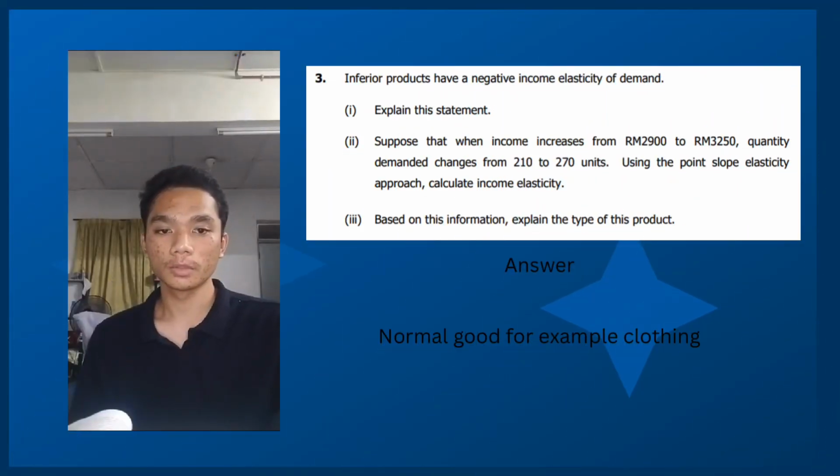For answer number 3, after we use the information above as a demand curve, we will get inelastic income elasticity, and the type of good that they are using is a normal good, for example clothing.